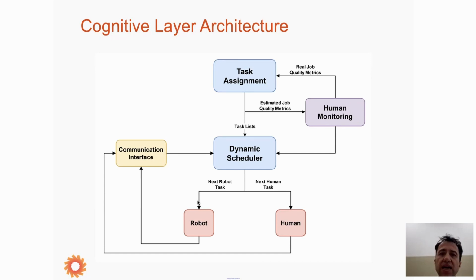And then this dispatching is made based on nominal information. I know that the human takes, I don't know, 10 seconds for doing task 1 and 20 seconds for doing task 2.